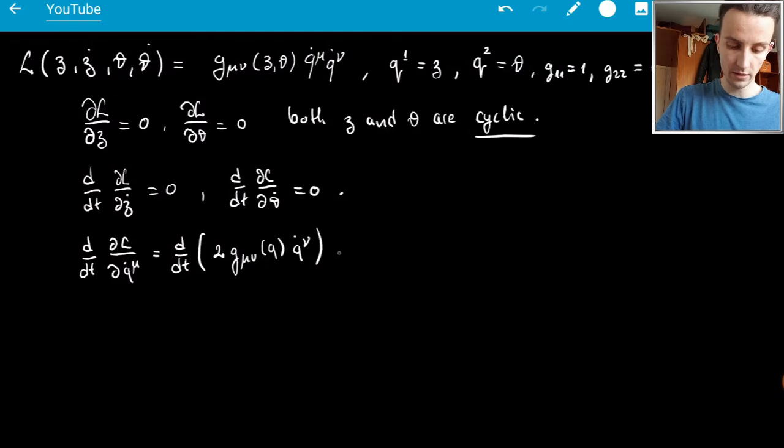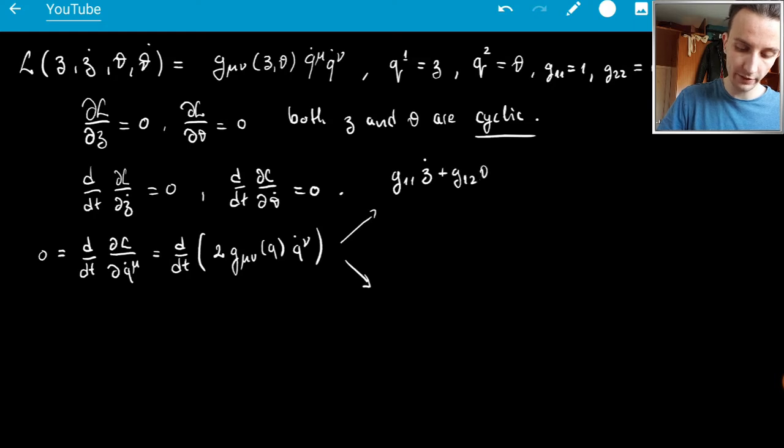And okay, so we're obviously only left with the diagonal part. So this means that I'm going to write this thing equals constant, because if the time derivative is 0, then the thing inside is constant, and I'll drop the 2 because this is equal to 0. I'll drop the 2, divide by 2. So I have that G11 z dot plus G12 theta dot is constant.